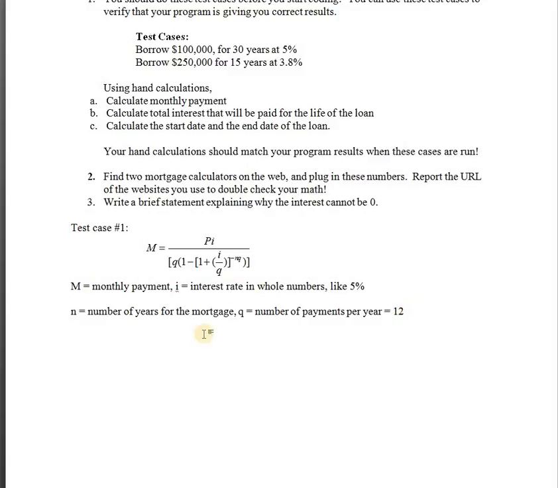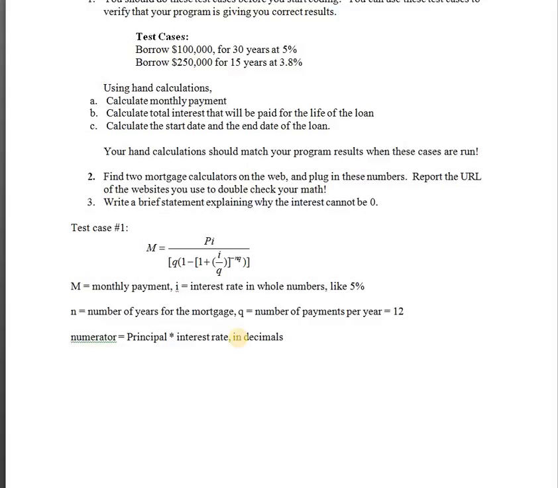Okay, so calculating this equation is no small task. I am going to start it from the inside out and break it into a lot of parts. So let's look at it this way. The numerator is going to be equal to the principal times the interest rate. Now, in our calculation, the interest rate is not the same as it is input in whole numbers. We use it in decimals.